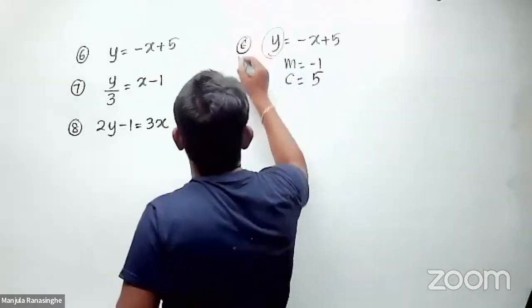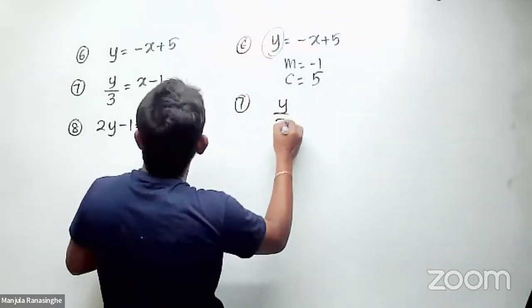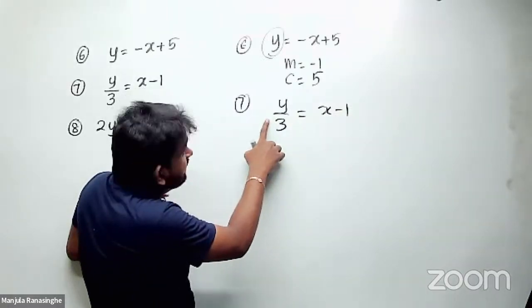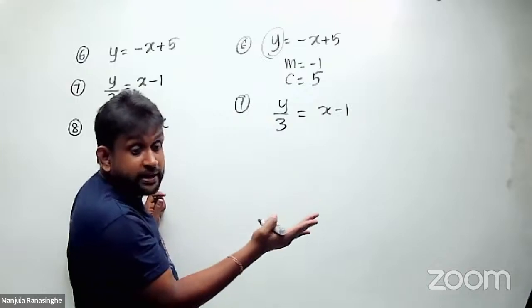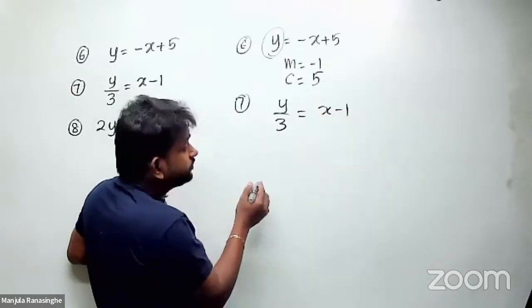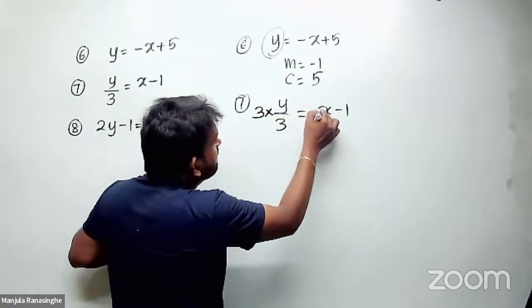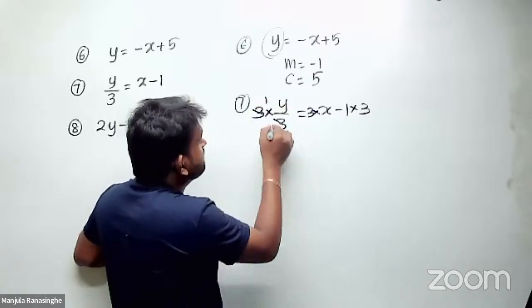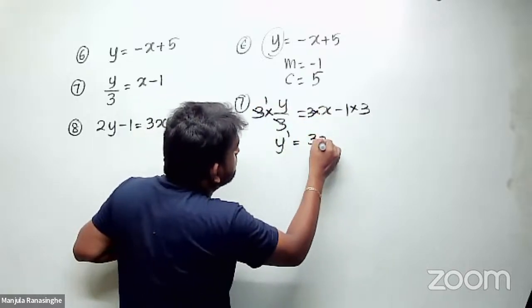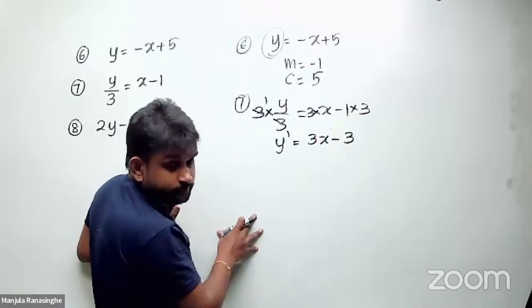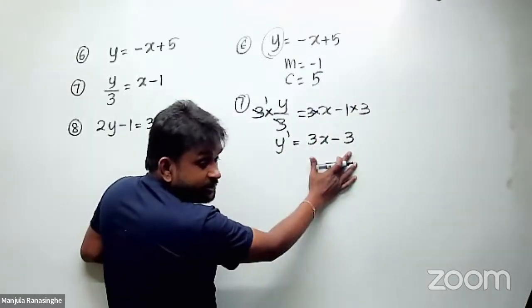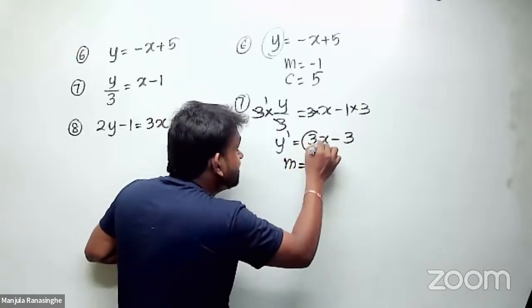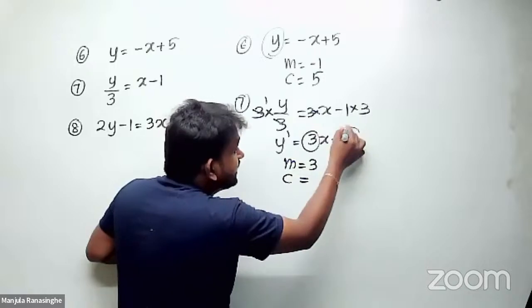For question number 6. For 7, y upon 3 equal x minus 1. So here division 3 there. How to eliminate division 3? By opposition, multiplying 3 all the terms. So I multiply by 3 here, multiply by 3 and multiply by 3 all the terms. Then 3 cancelled. Then y equal 3 into x, 3x minus 3 into 1, 3. Now y being subjected, y equal mx plus c. So the x coefficient now, that is the m, 3, c is negative 3.